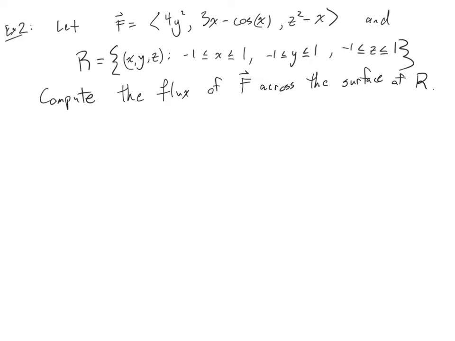Example 2. Let F be the vector field (4y squared, 3x minus cosine x, z squared minus x), and let R be this region. If you notice, all these inequalities have constant bounds, so R is a cube of side length 2 in each direction. So it starts from x equals -1 to x equals +1, y equals -1 to y equals +1, etc. So it's a cube of side length 2, centered at the origin.